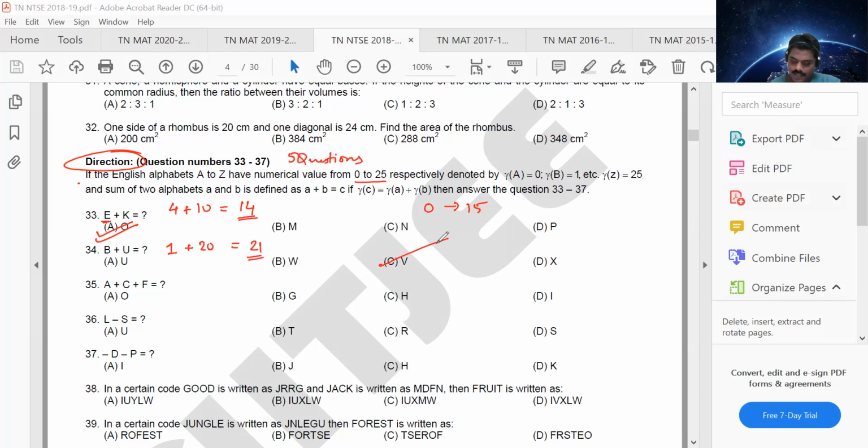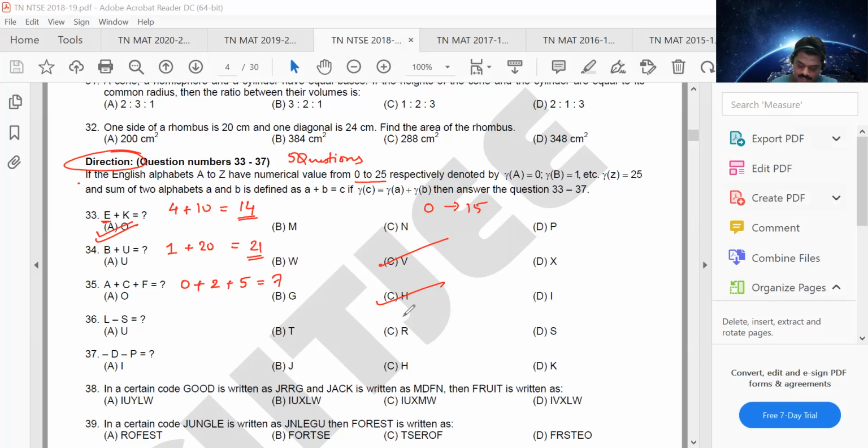Next, A plus C plus F. A is 0 as per the logic. C is 2 as per the logic, and F, which is normally 6, is 5. So this is 7. In general circumstances, 7 would mean G, but here you are reducing the value by 1. So H value would be 7, right? What you can simply understand here is you have to add one more number so that you get the exact value, right?